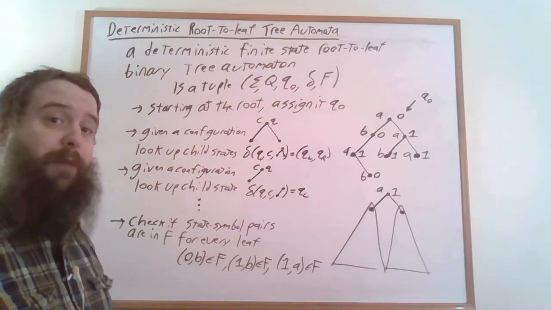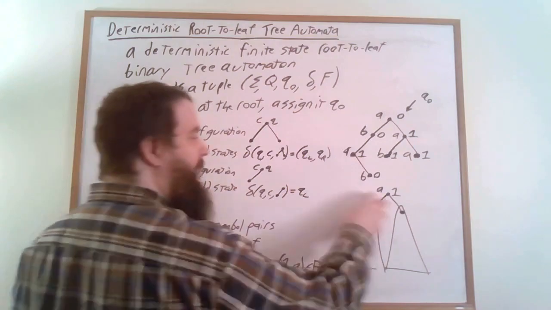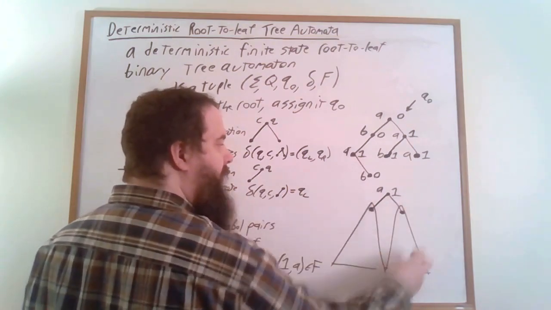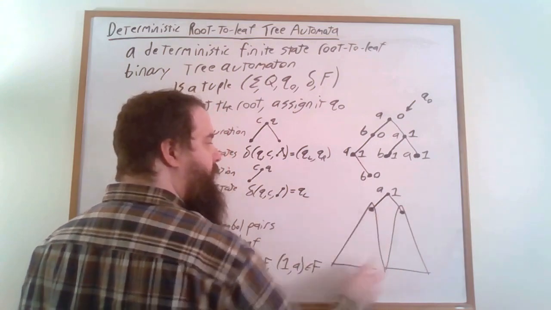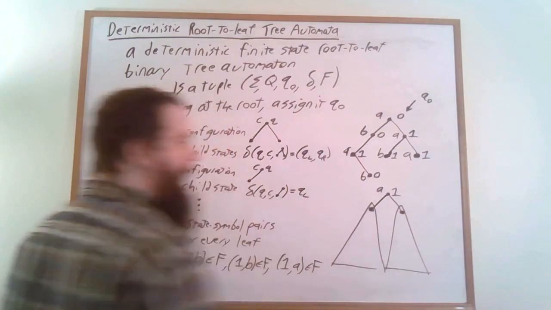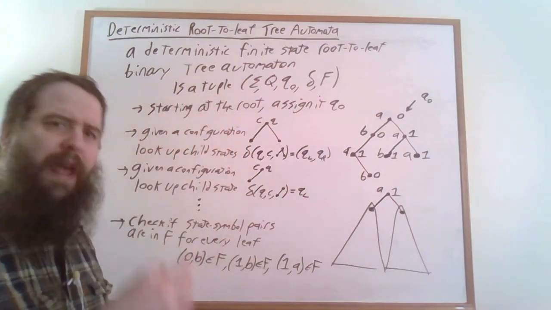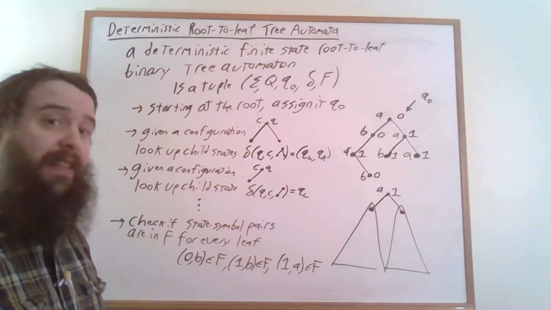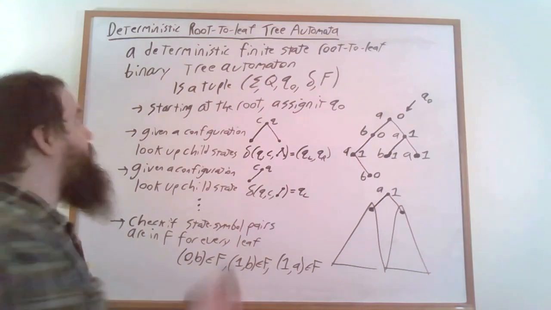Remember that we would be perfectly okay if this subtree had an odd number of A's and this subtree had an odd number of A's, or if this subtree had an even number of A's and this subtree had an even number of A's, but not if one had one and one had the other. And luckily that's exactly what non-determinism gives us.